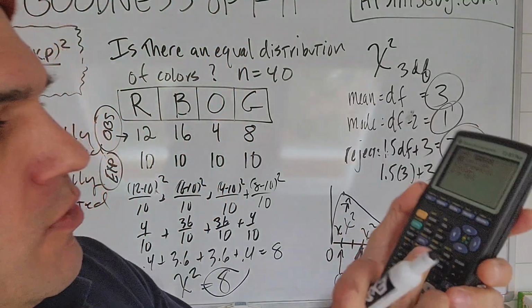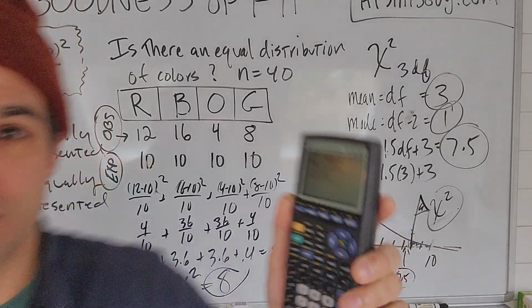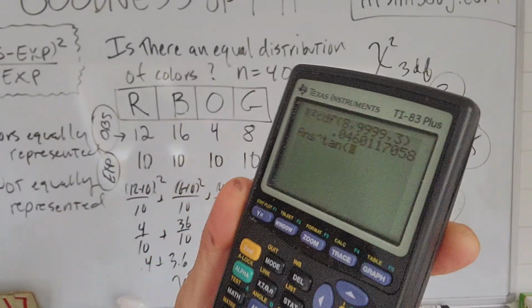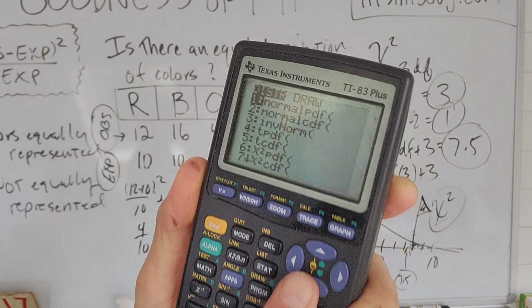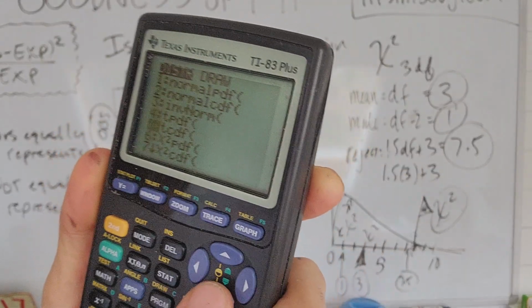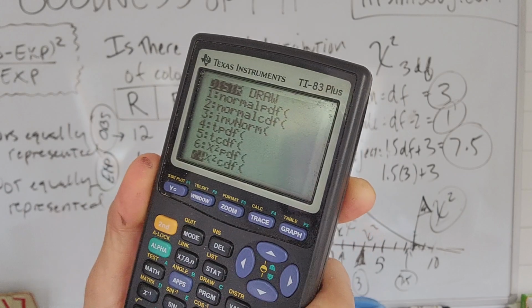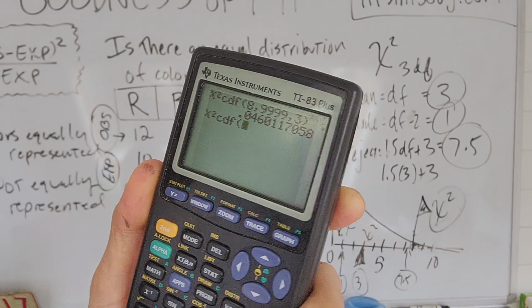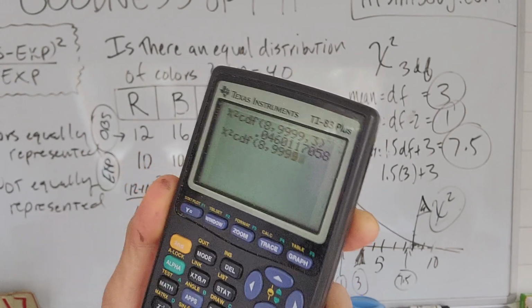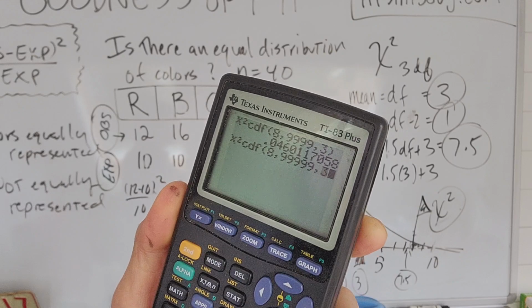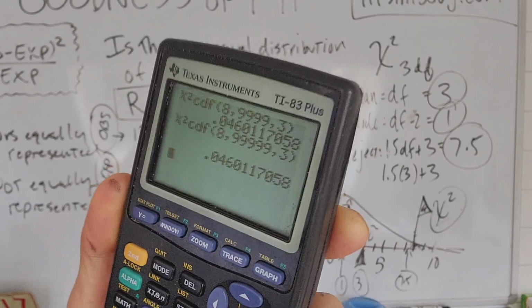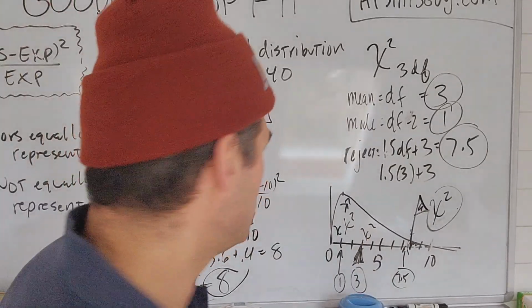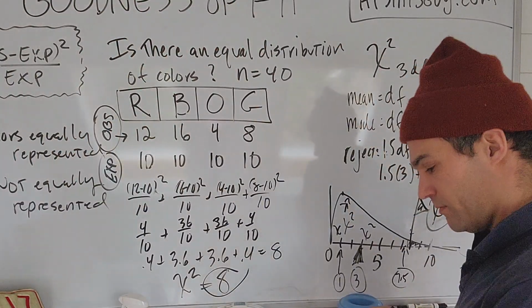Let's see, we'll go to on. I'm just going to go over here so you can see it clear. I'm going to go to second, clear, second distributions. I'm going to go down to chi-squared CDF, which is the cumulative density function. What's the area from a chi-squared of 8 out to a chi-squared of 99999 with 3 degrees of freedom? 0.046, so a little bit below 0.05, which is what we were expecting, okay? So we get the p-value below 0.05.